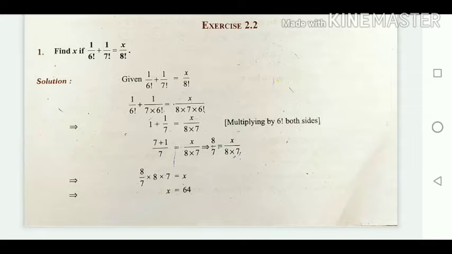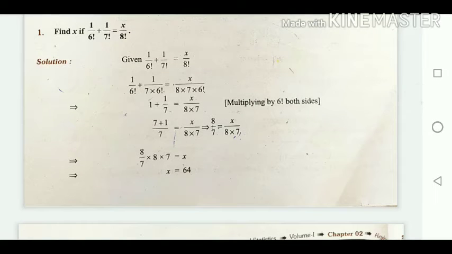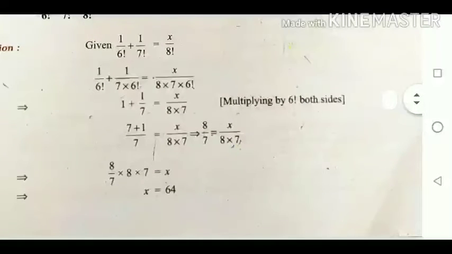Okay. Before going to this factorial, if it is 7 factorial, you may write it as 1 into 2 into 3 into 4 into 5 into 6 into 7, or 7 factorial is reduced like 7 into 6 factorial. Okay, so in this case there are three factorials: one is 6 factorial, another one is 7 factorial, next one is 8 factorial. The smallest one is 6 factorial. So first we change 7 factorial and 8 factorial in terms of 6 factorial.